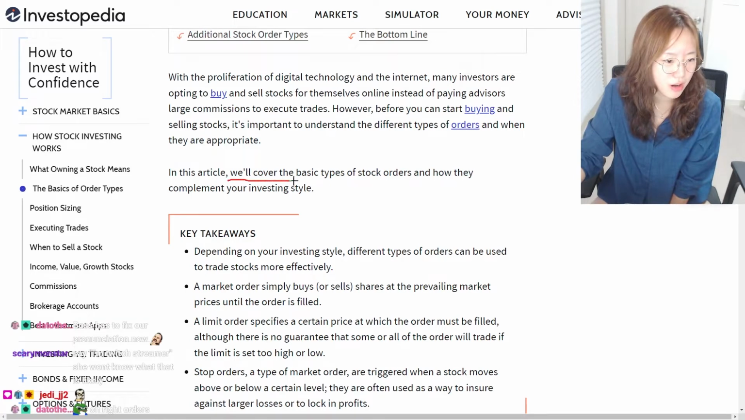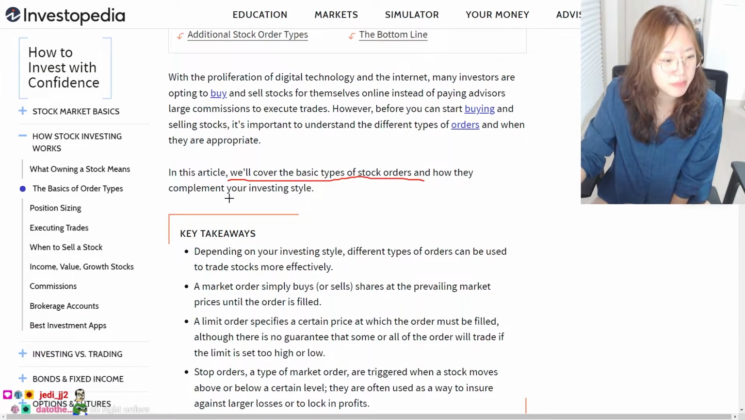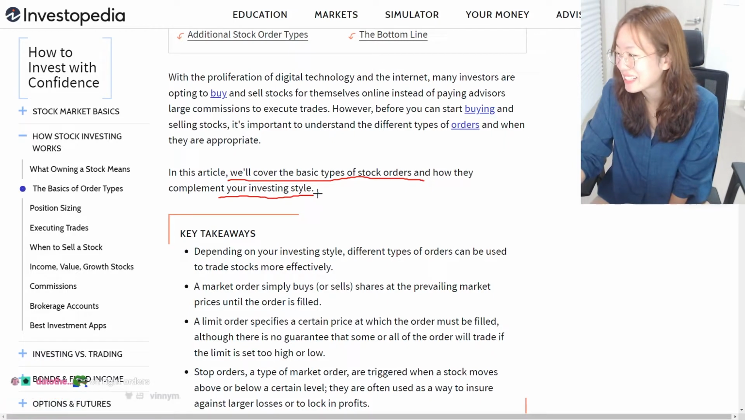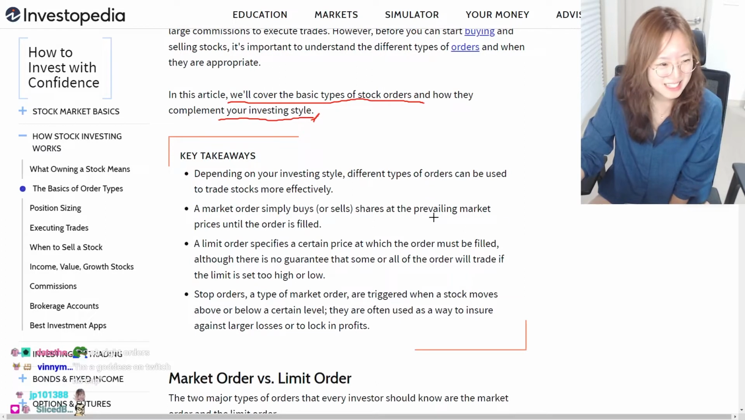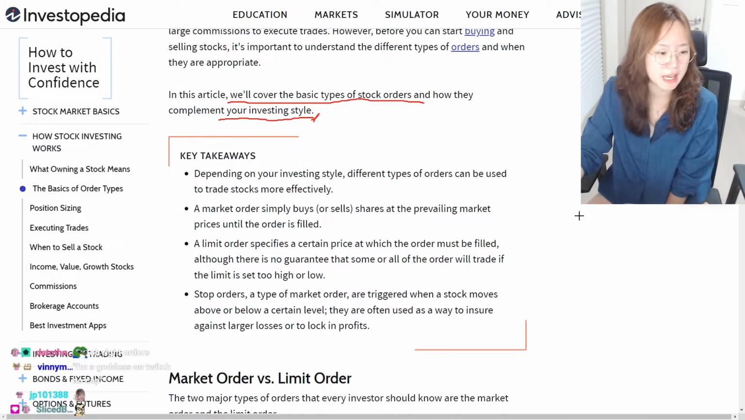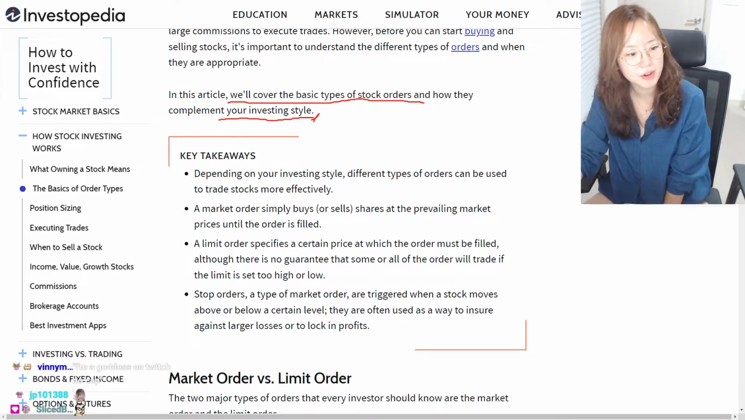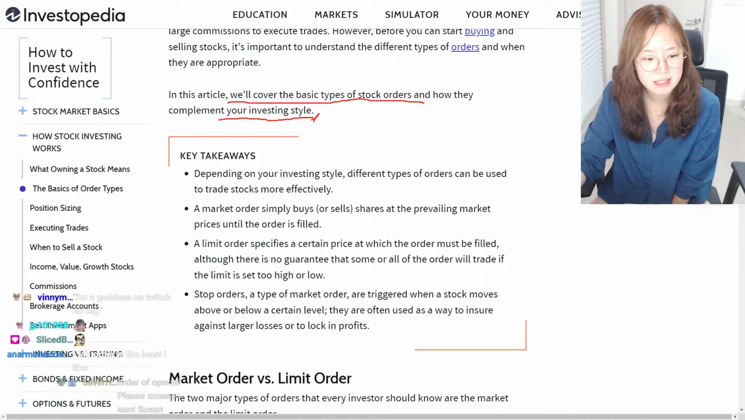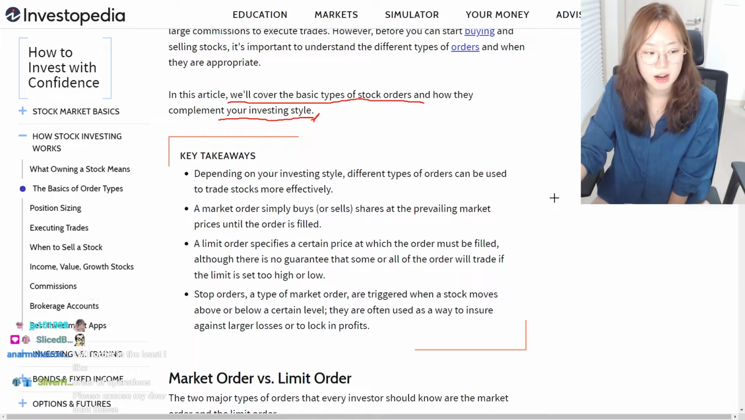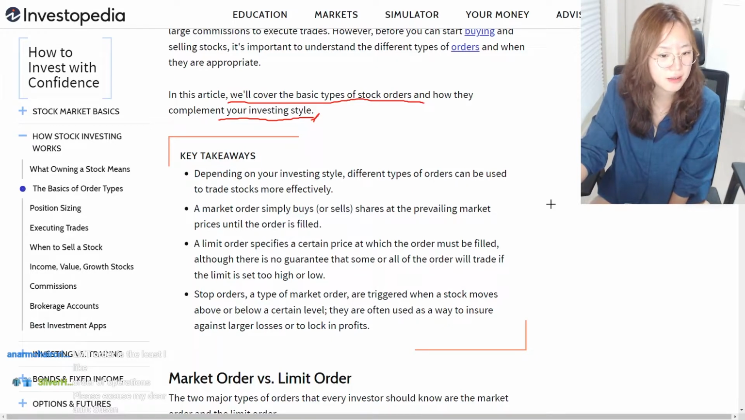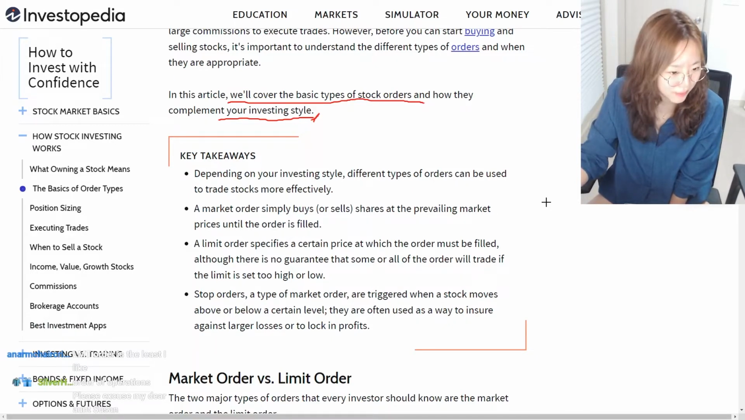So in this article, we'll cover the basic types of stock orders and how they complement your investing styles, guys. The key takeaway you're supposed to get from this article is that depending on your investing style, different types of orders can be used to trade stocks more efficiently. A market order simply buys or sells shares at the prevailing market price until the order is filled.